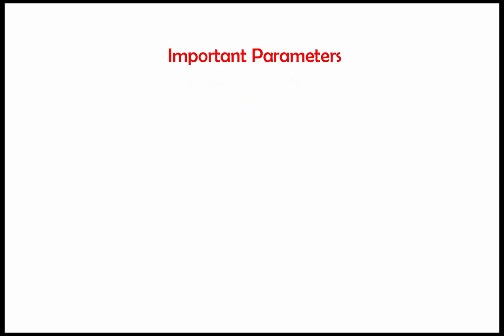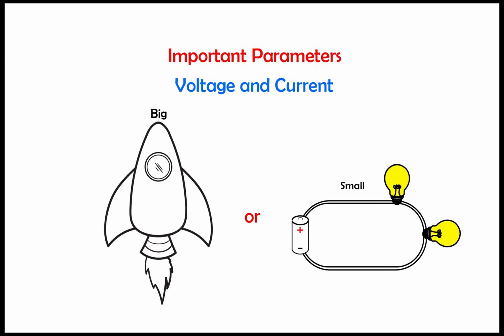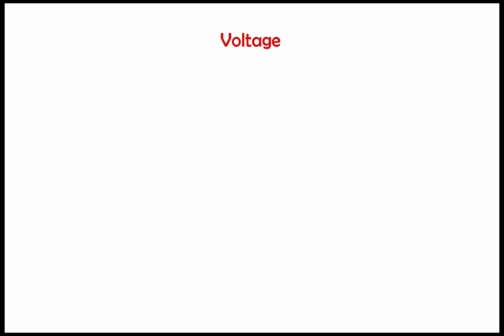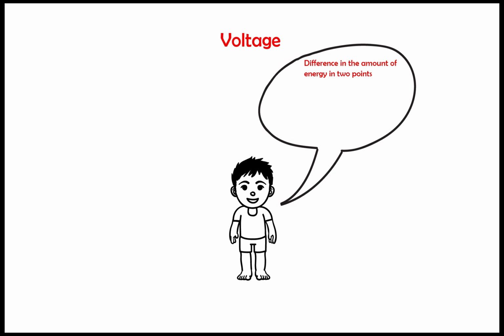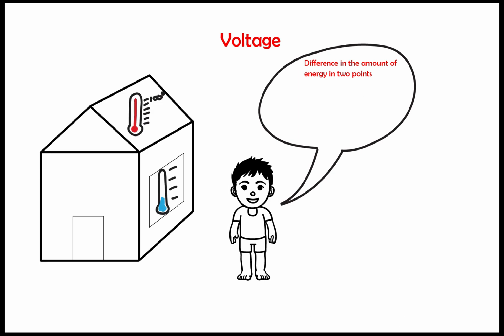There are two fundamental parameters to describe any circuit: voltage and current. No matter how big or small, every circuit is designed to satisfy a specific voltage and current. Also, every circuit can be fully analyzed by identifying voltages and currents within all its parts. But what is voltage? You can think of voltage as the difference in the amount of energy between 2 points in a circuit. Just like different rooms in your house may be at different temperatures, different parts of a circuit may have different amounts of energy.